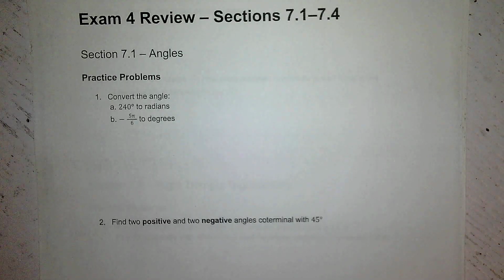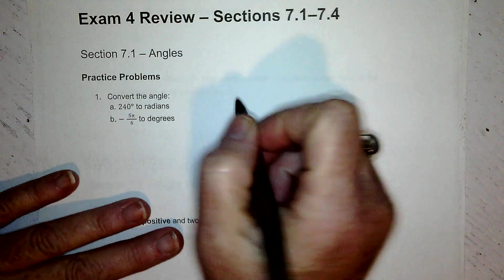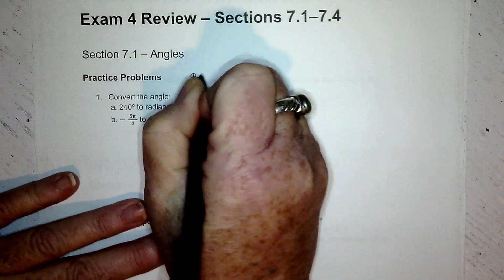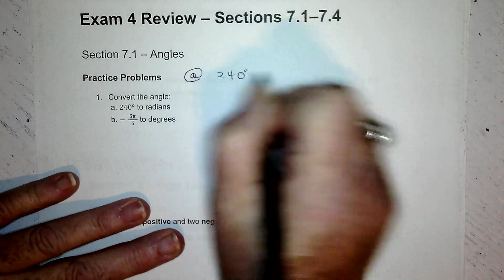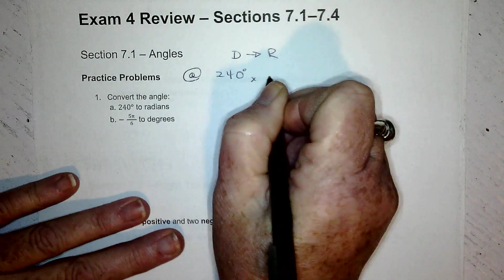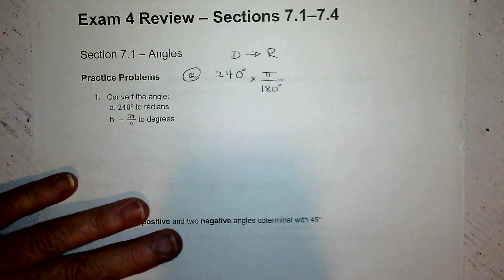So the first one is convert the angle. We've got a couple of angles here. One is 240 degrees. We're going to convert it to radians, and then we're going to do the radians to degrees. So the first one is 240 degrees to radians. So A is 240 degrees. And anytime you're converting degrees to radians, you want to multiply by pi over 180 degrees. That itself will do it.